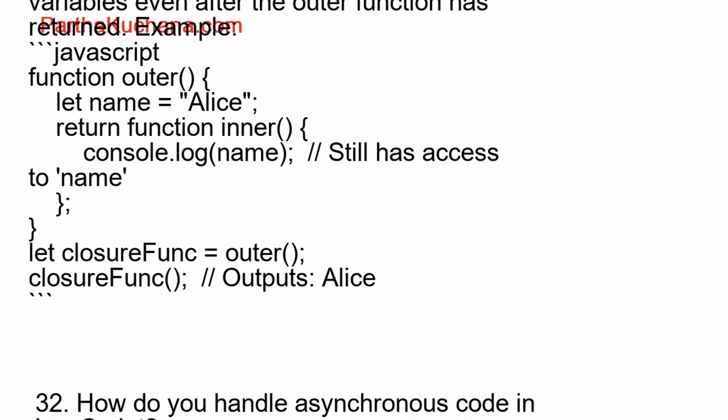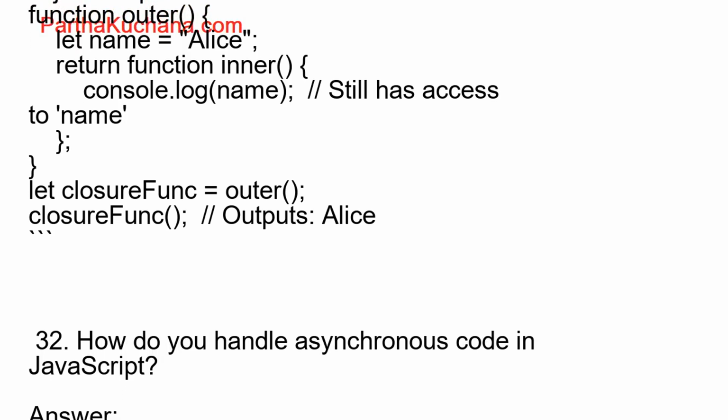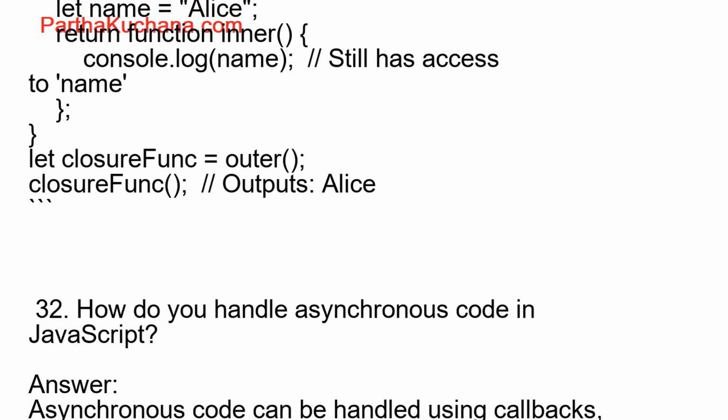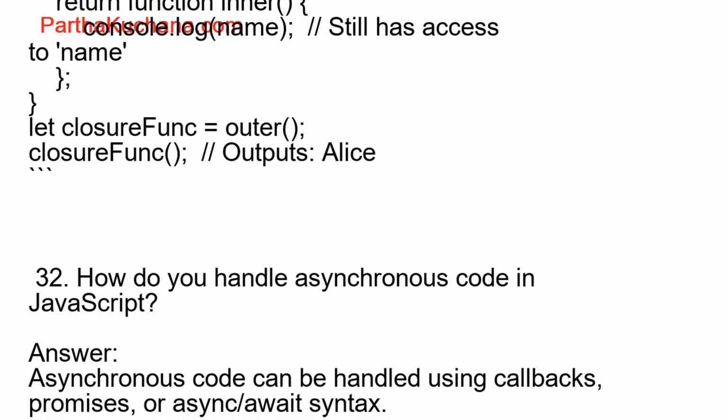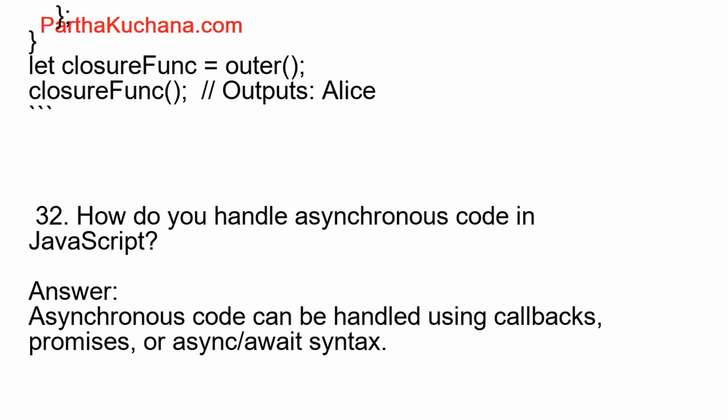https://api.example.com/data. Then response equals response.json. Then data equals console.log data. .catch error equals console.error error.